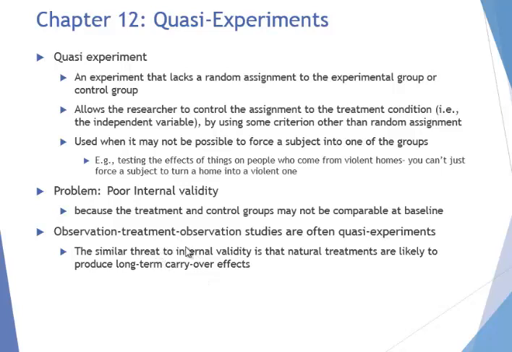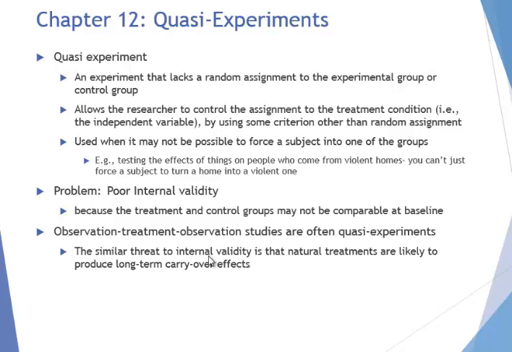Treatment observation studies are often quasi-experiments. Remember the ABA model that we looked at last time, where you start with no treatment, then you have a treatment, then you have no treatment again. These are small n experiments. You may not be able to necessarily get a control group. You may not be able to ideally get a random assignment.